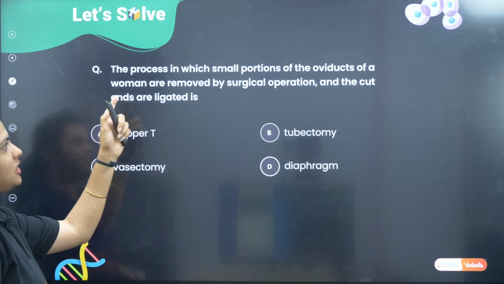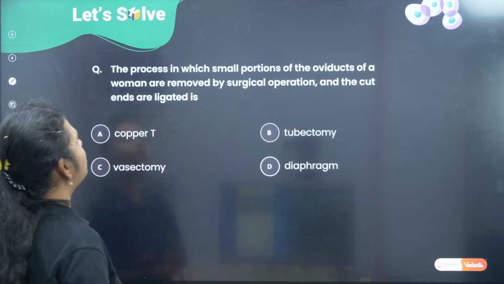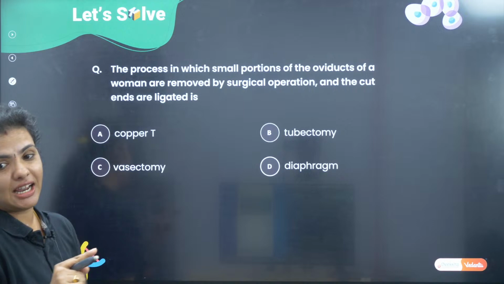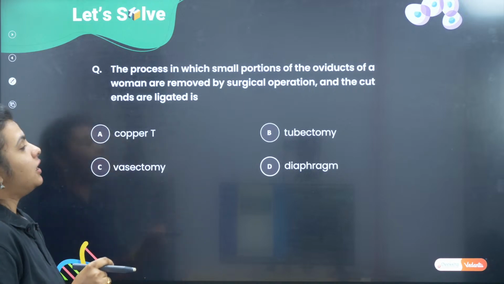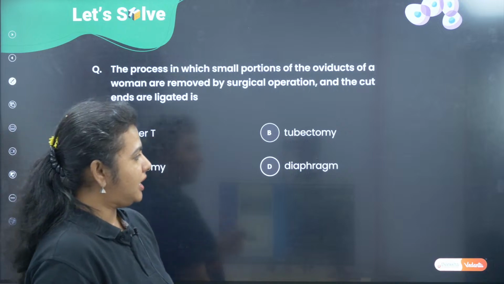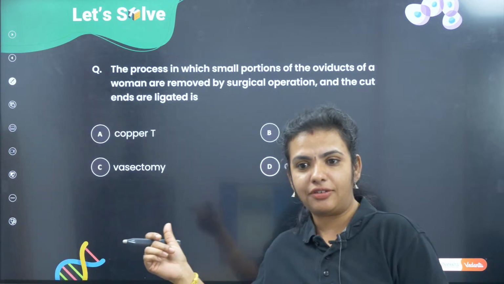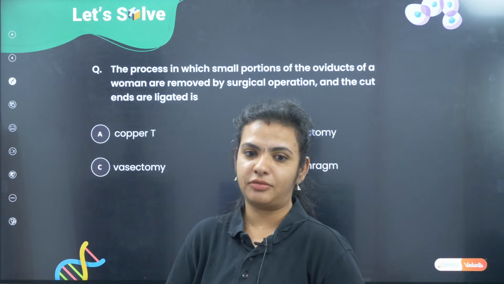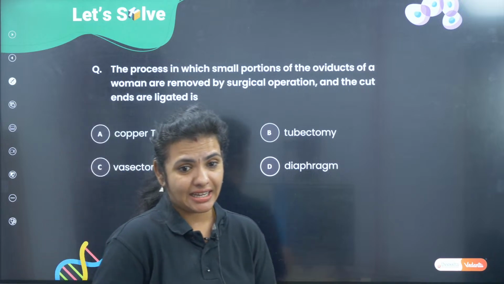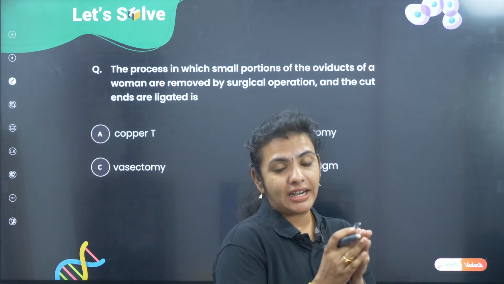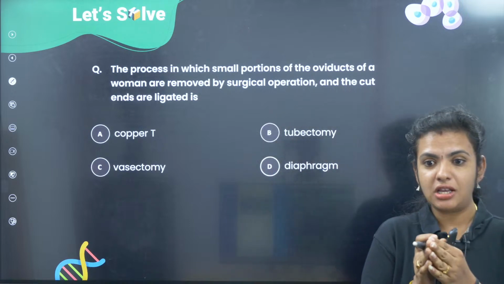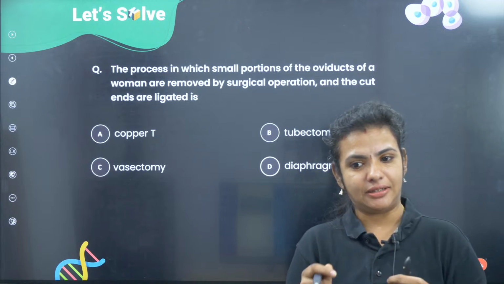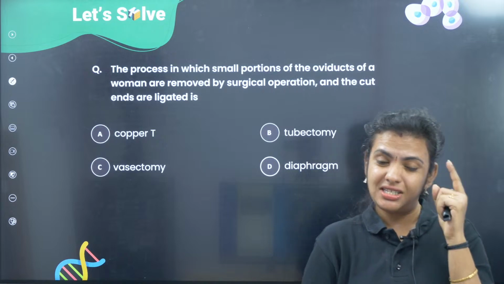Okay. The process in which a small portion of the oviduct of a woman is removed by surgical operation and the cut ends are ligated is called: puberty, tubectomy, vasectomy, diaphragm. Okay, diaphragm is here, which is a part of the respiratory system. So definitely that can't be the answer. So what is that technique in which the oviduct, which is the fallopian tube, is going to be cut and tied? Ligated means it is tied. So what is that technique called?